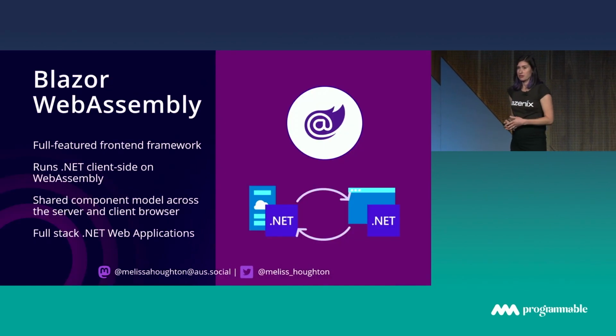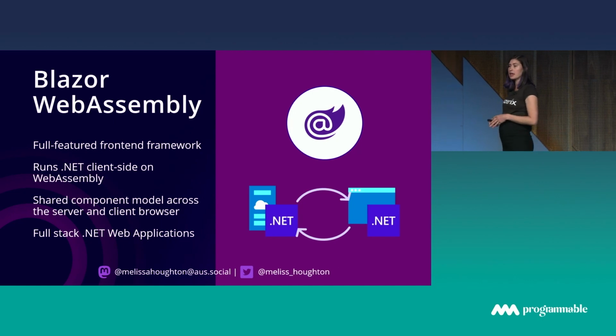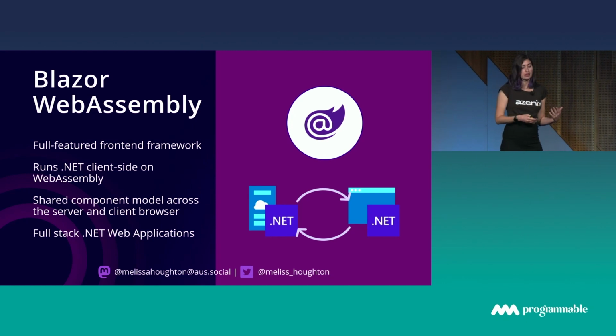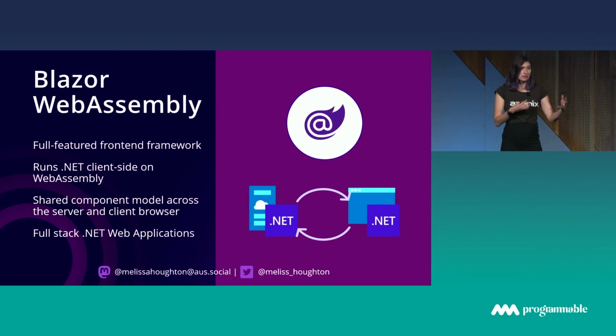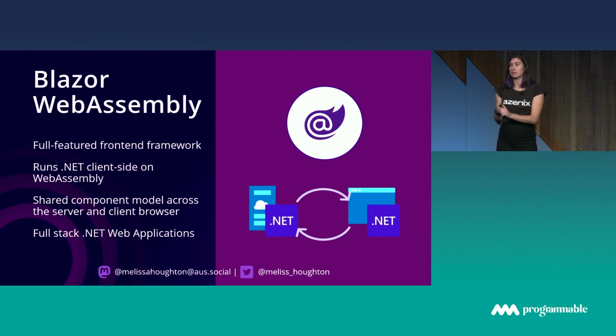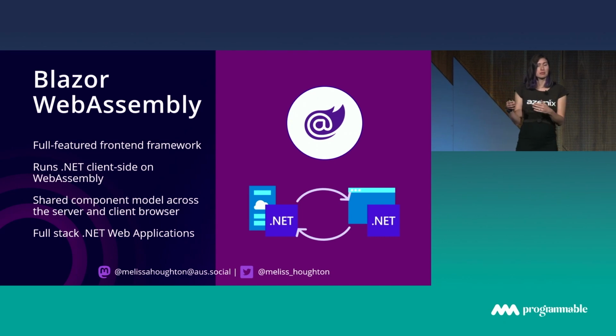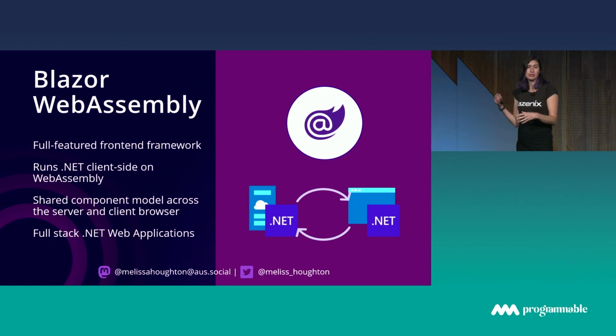So using .NET on the front end, I mentioned we're using something called Blazor WebAssembly. Blazor WebAssembly is a full-featured front-end framework which is actually running your .NET code in your client browser using something called WebAssembly. So instead of having your JavaScript, which is running natively in the browser, we can now run pretty much anything natively in the browser using this tool called WebAssembly. So what Microsoft has done is set up Blazor to use this WebAssembly tool to allow you to write your client code in .NET.